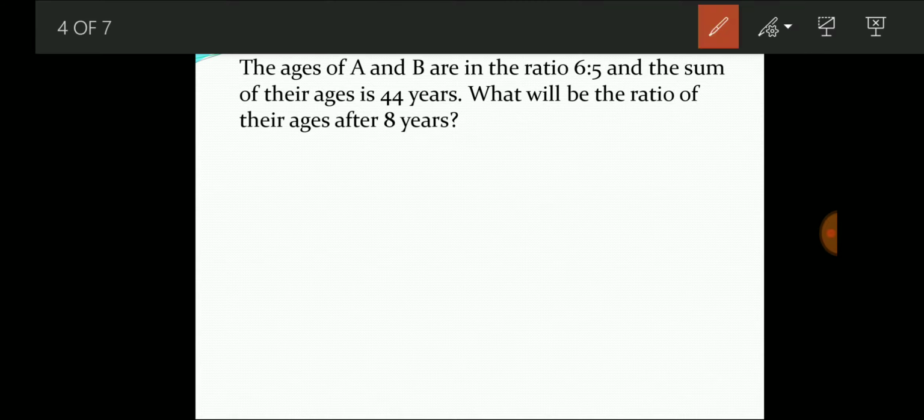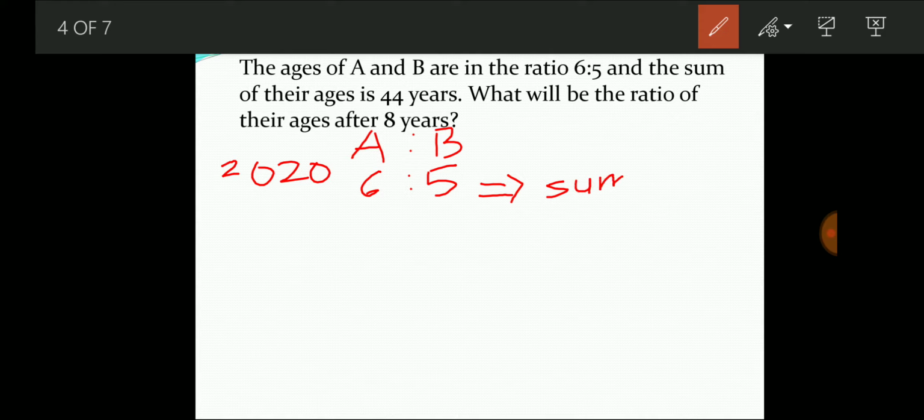So today the sum of their ages is 44. There are two people in 2020, A and B, and their ages are in the ratio 6:5. If it was 6 years for A and 5 years for B, the sum of their ages would have become 6 plus 5, 11 years. But as per the question, it is 44.